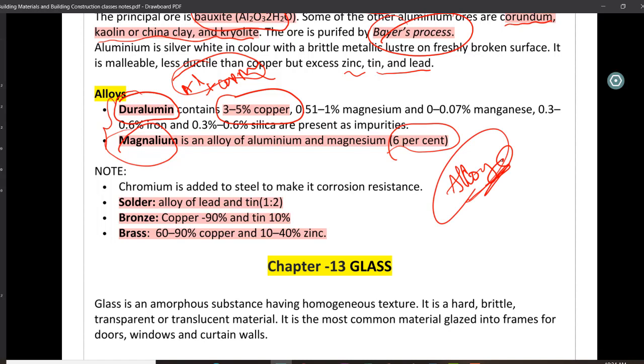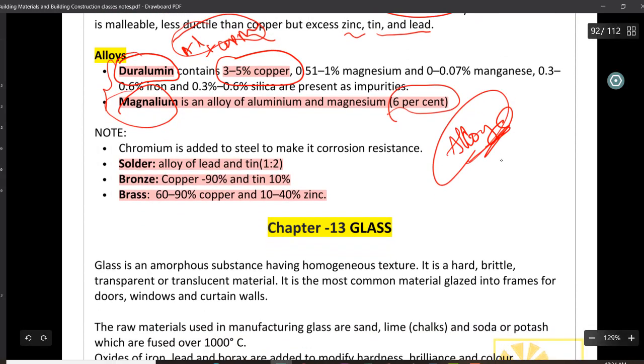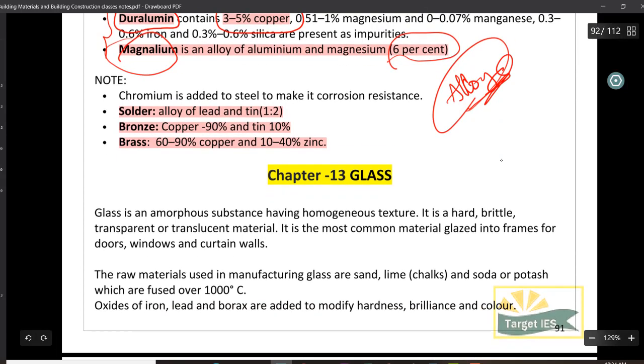What are the frequently asked alloys in examinations? It could be of any level, even the civil services examination, where alloys are frequently asked. If a question comes, what is a solder? We do soldering in electrical instruments. Soldering is nothing but a combination of lead and tin, in 1:2 proportion.